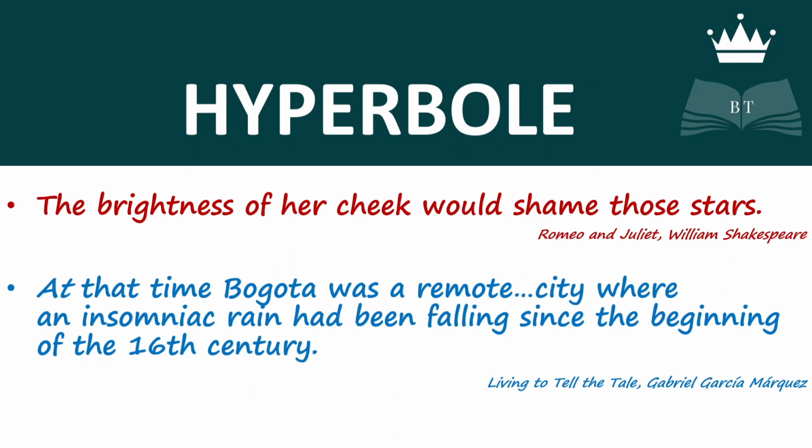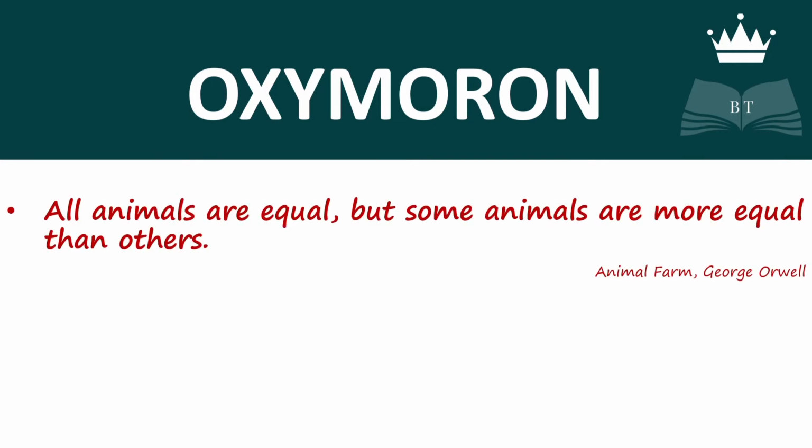The second language technique on our list is oxymoron. Oxymorons contain words or phrases that contradict each other. So let's take a look at an example. All animals are equal, but some animals are more equal than others. This is obviously a contradiction. It's like saying the law is equal for everyone except for some.